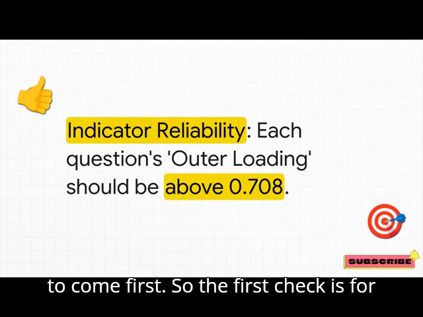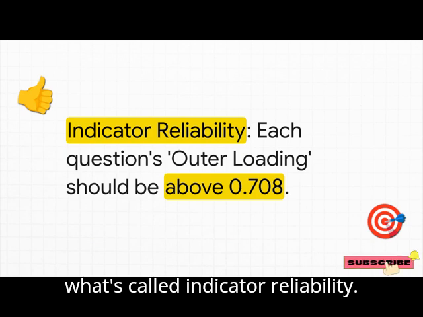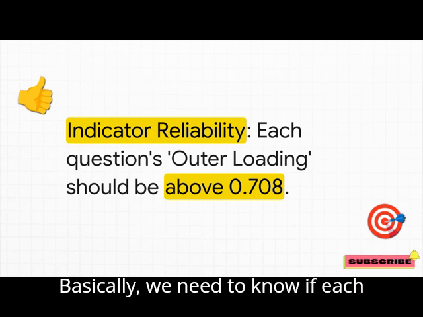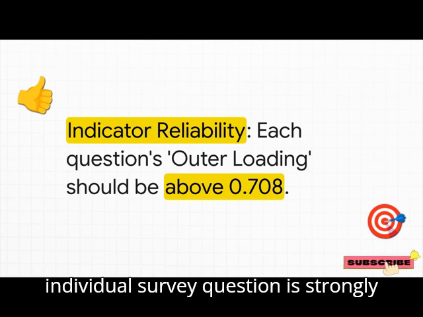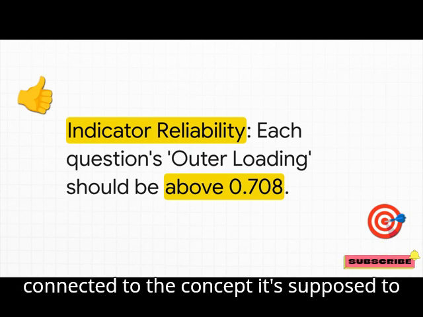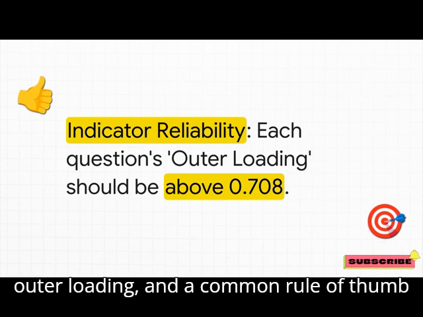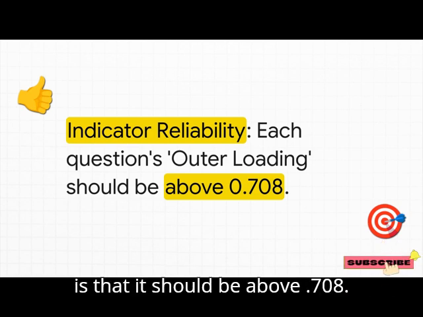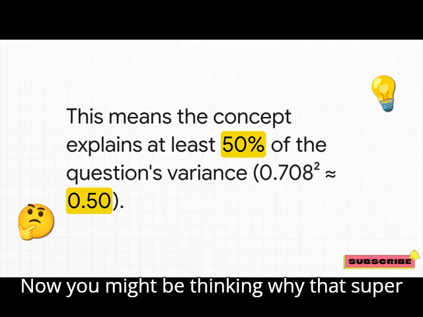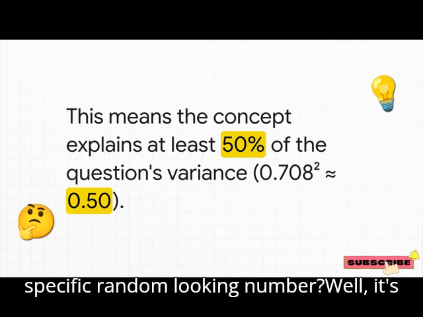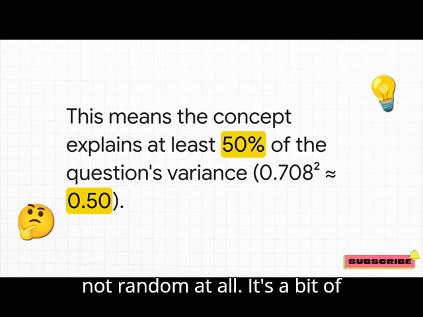So the first check is for what's called indicator reliability. Basically, we need to know if each individual survey question is strongly connected to the concept it's supposed to represent. We look at a score called an outer loading, and a common rule of thumb is that it should be above 0.708. Now you might be thinking, why that super specific, random-looking number? Well, it's not random at all.